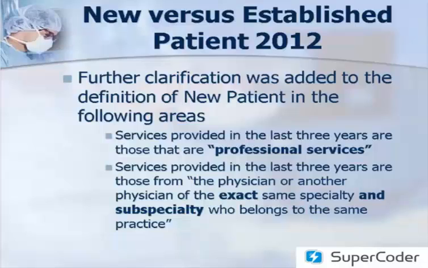Also, it says, which does affect otolaryngology, and let me explain how. The second bullet says, services provided in the last 3 years are those from the physician or another physician in the exact same specialty and exact, see the highlighted, subspecialty who belong to the same practice. So how do we determine a subspecialty? For example, if you have a general otolaryngologist and then you have a neuro-otologist, does that mean when that patient has been to the general otolaryngologist and now is going to the neuro-otologist, that they are now a new patient with a neuro-otologist?